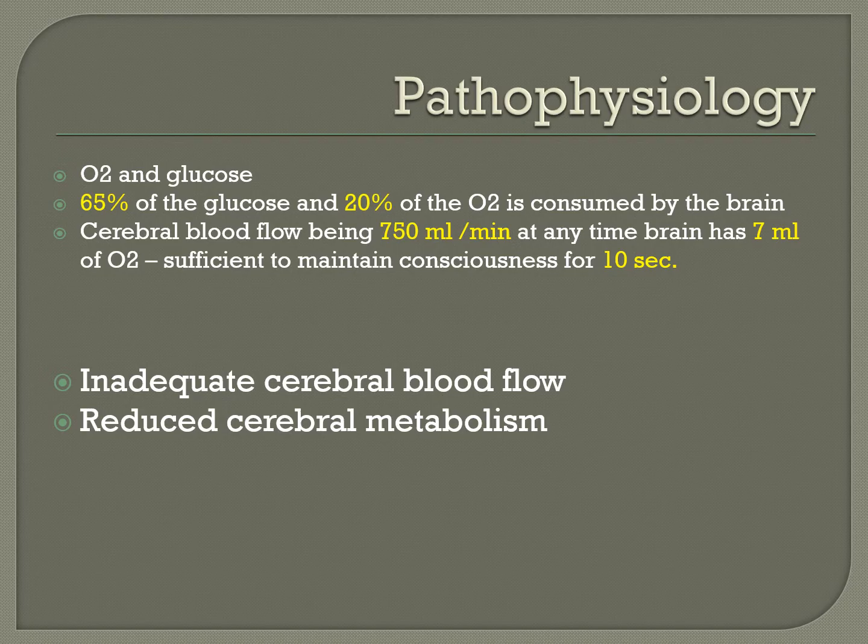So what is the pathophysiology for CPR? First, we want to maintain the airway, and we want to restore the circulation also. There will be oxidation of glucose. Most of the glucose, about 65%, and 20% of the oxygen are consumed by the brain. Cerebral blood flow is 50 to 70 ml per minute at any time. The brain has 10 ml of oxygen, sufficient to maintain function for about 10 seconds. So there is inadequate cerebral blood flow and reduced cerebral metabolism.